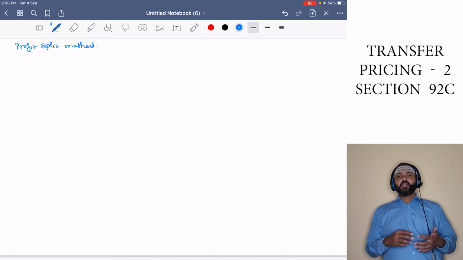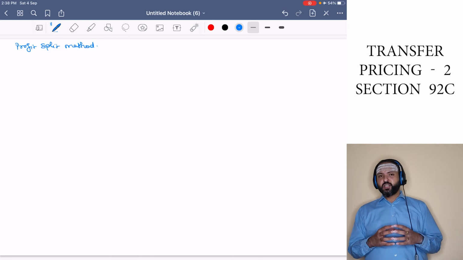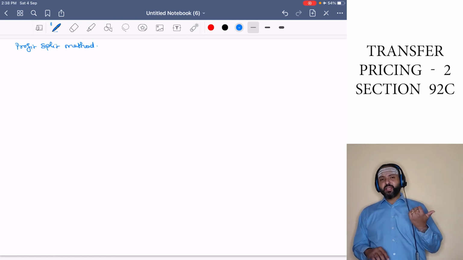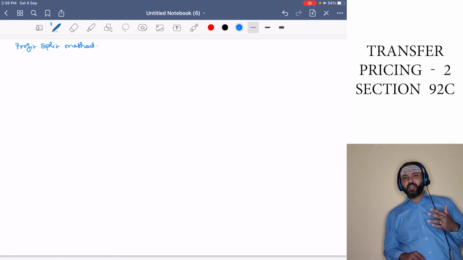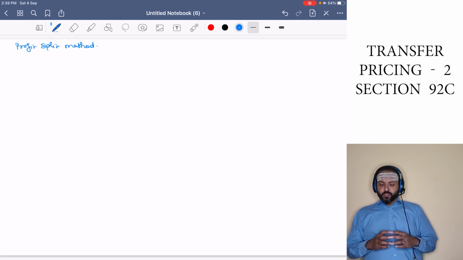Hero and Honda came together for a span of time where they started manufacturing motorcycles under the brand name of Hero Honda. So this is called a joint venture. Generally, companies come together for a particular venture or a specific venture. They operate together. Once the venture is done, they dissolve. So this is the place where profit split method will be applicable.